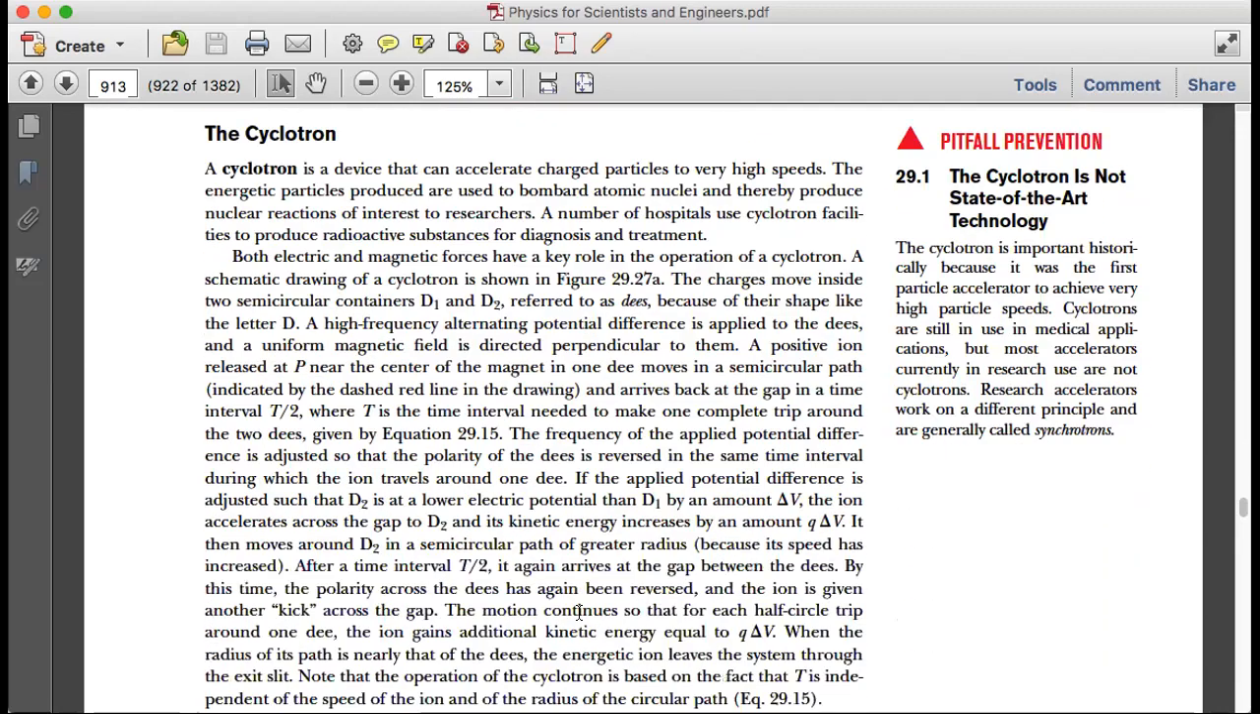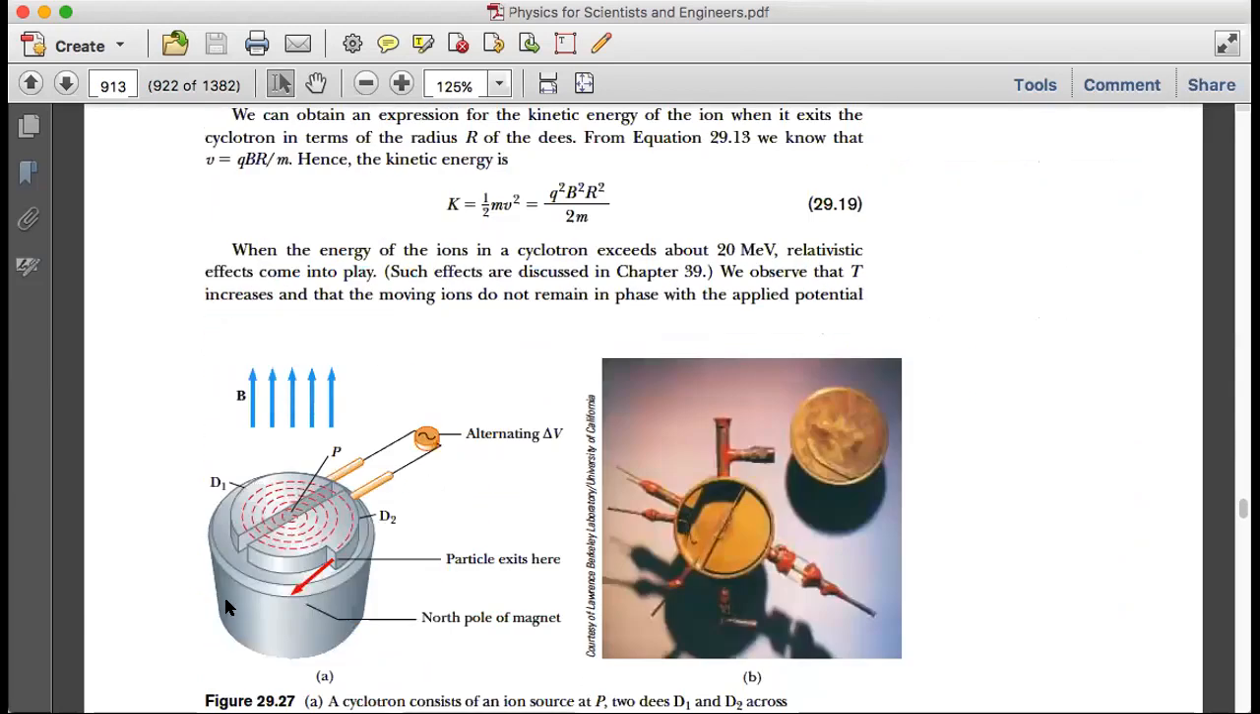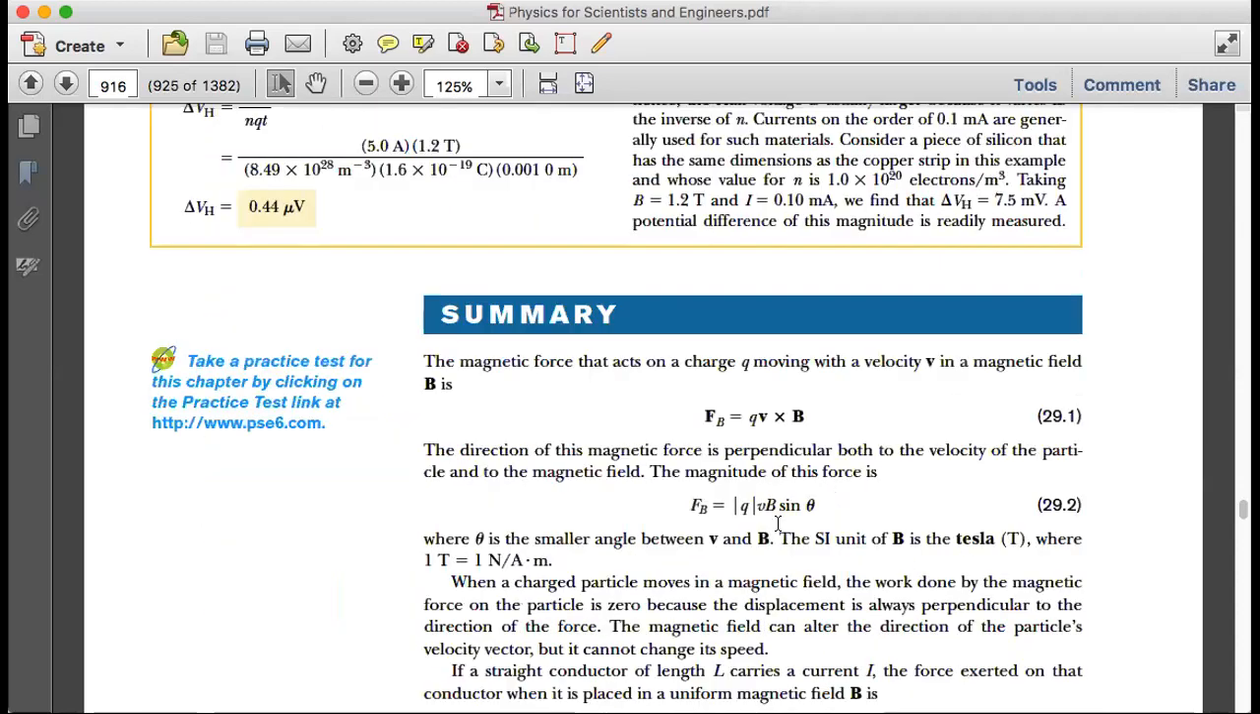Kemudian ini sinkrotron. Sinkrotron adalah alat pemecah partikel. Bentuknya lingkaran seperti ini. Partikel dipercepat secara melingkar dengan medan magnetik, plus medan listrik juga sebenarnya. Ini kita lompat, Hall effect.